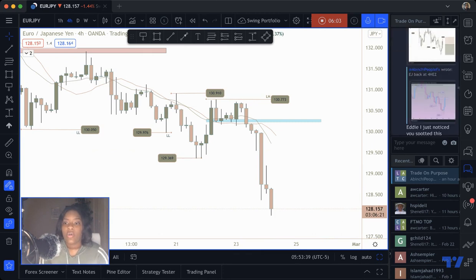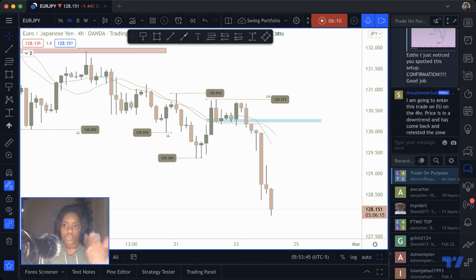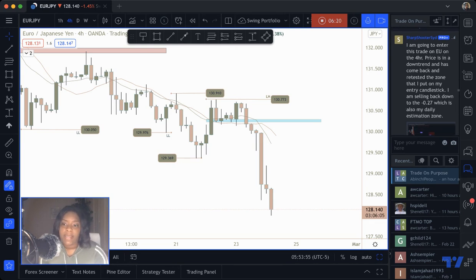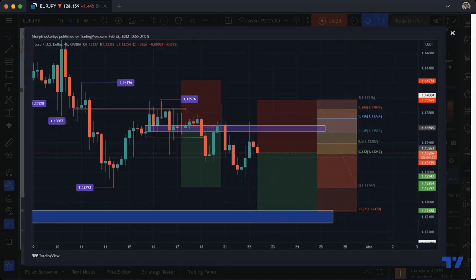So let's go ahead and go into the next currency pair. I just congratulated Eddie for spotting this candle, this trade as well. So this is Sydney. Sydney said, I am going to enter this trade on EU on the 4 hour, price in the downtrend. It has come back and retested the zone that I put on my entry candlestick. I'm selling back down to the negative 27, which is also my daily estimation zone. And so this is her price chart right here.